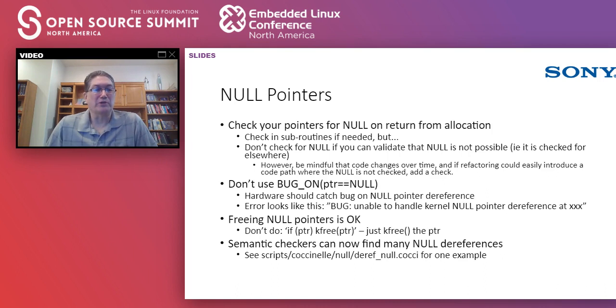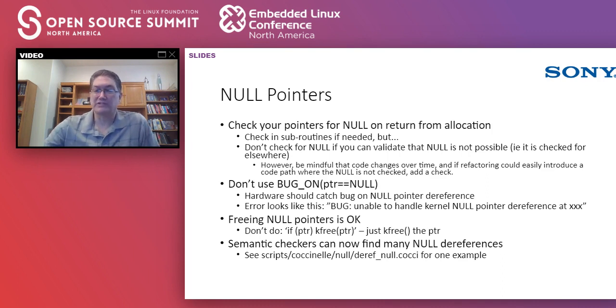The other thing about null pointers is freeing null pointers is just fine. In fact, it's encouraged to just go ahead and free the pointer without doing an if on it first. So don't do "if (pointer) kfree", just kfree the pointer. The kernel allocation mechanisms and the free mechanisms know how to deal with null, and so you don't need to use the extra cycles to check before you call. There are a lot of semantic checkers that will go through and find null dereferences. So those are very useful to run. Coccinelle has some.